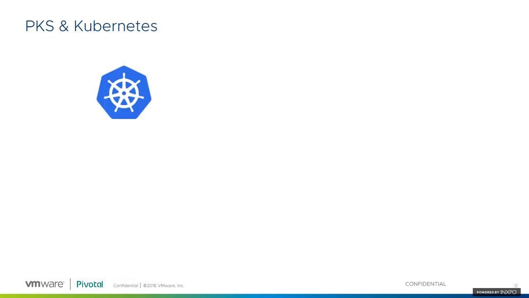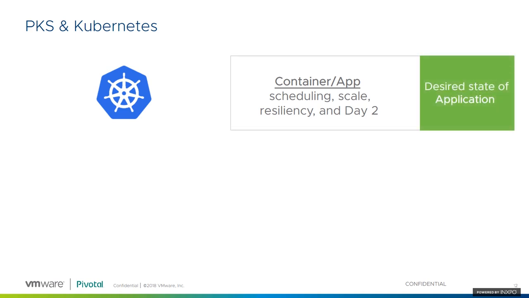So let's zero in on PKS. And the first thing I want to do is talk about PKS and Kubernetes, because they aren't necessarily the exact same thing. What I mean by that is, what is Kubernetes responsible for? It's responsible for container scheduling, or think of it as the overall application and maintaining that application: the scale of the application, the resiliency of the application, and the day 2 of the application. How do I update the app? That's what Kubernetes is good at. It's all about the app. It is the desired state of the application.